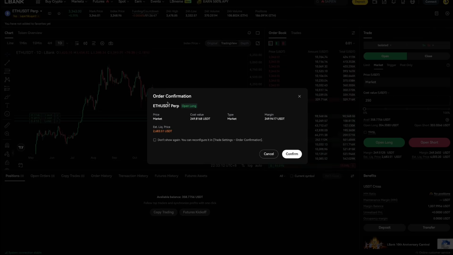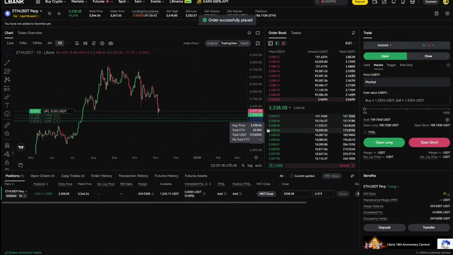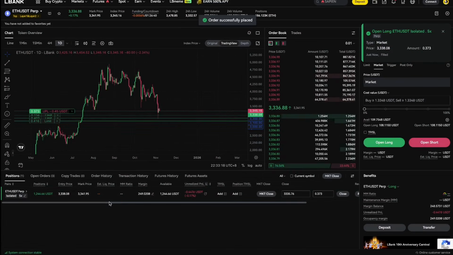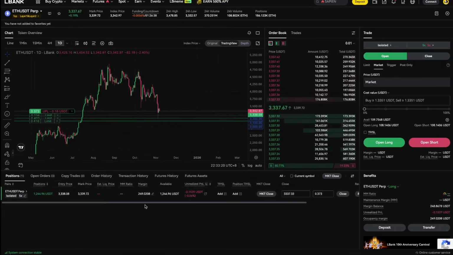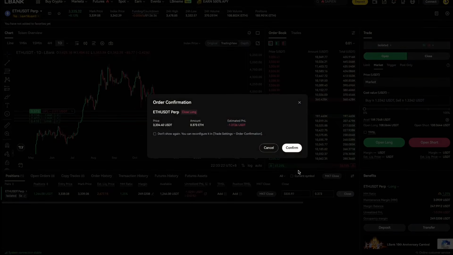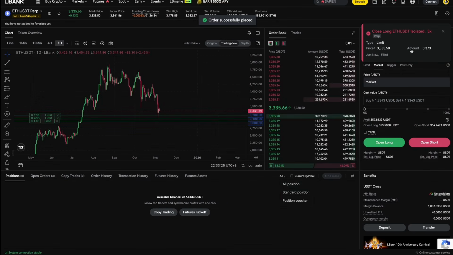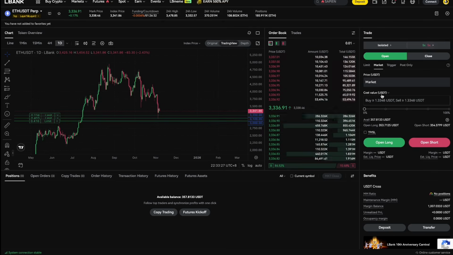Here it asks us for your order confirmation, so you can double check everything, and if everything is fine, you can open your position like I just did on, for example, Ethereum. I'm going to close it immediately once again to show you how smooth this goes on LBank because of the deep liquidity, and now it is already closed, so that's absolutely amazing.